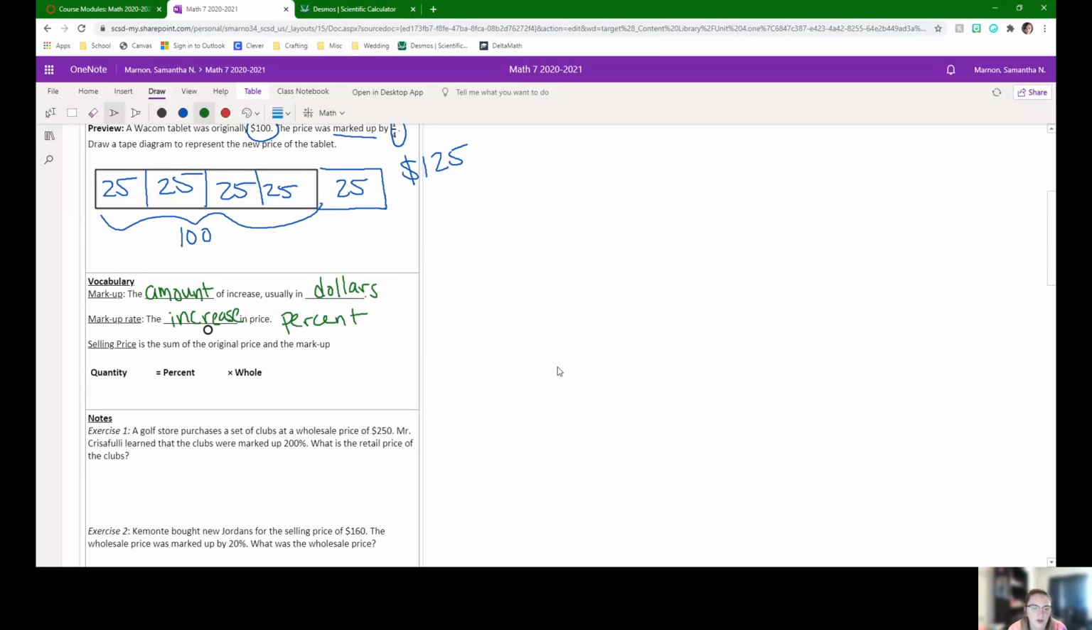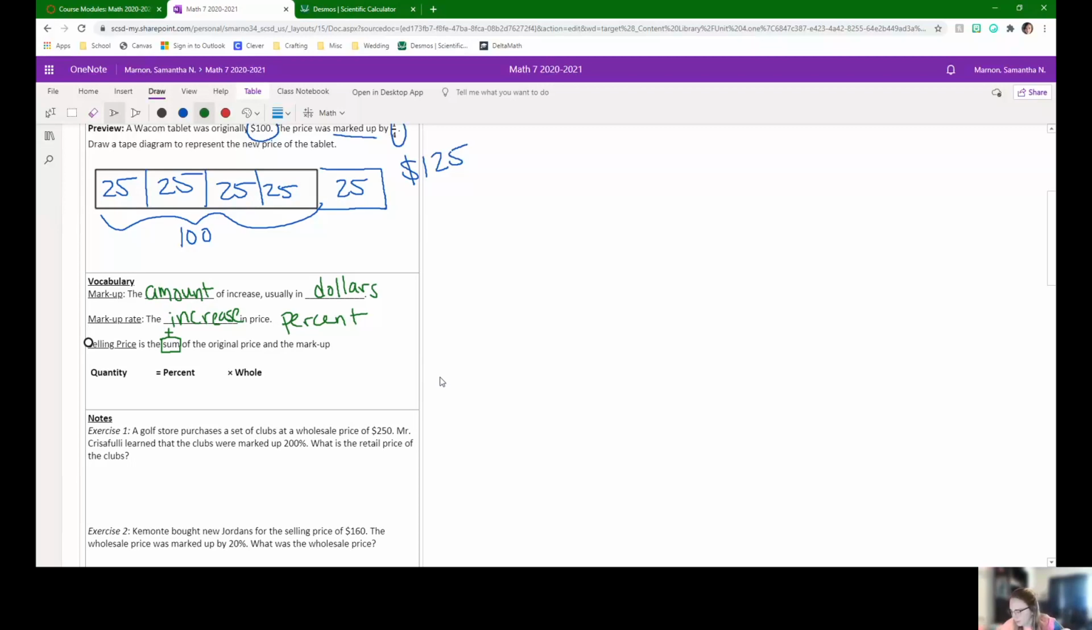So when we talk about the markup rate, that's going to be the percent. Like when we had the 5 rings and we increased by 1, the 1 would be the markup, and the markup rate would be that 20%, except now, instead of rings, everything's going to be about dollars and money. The important thing to remember is the selling price is the sum, and sum means add, of the original price and the markup. Again, instead of adding the 1 ring, it was like the 6 total for the increase.